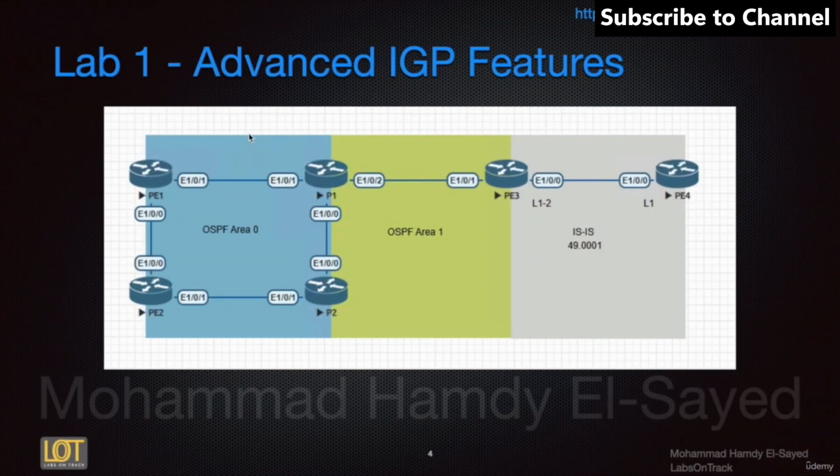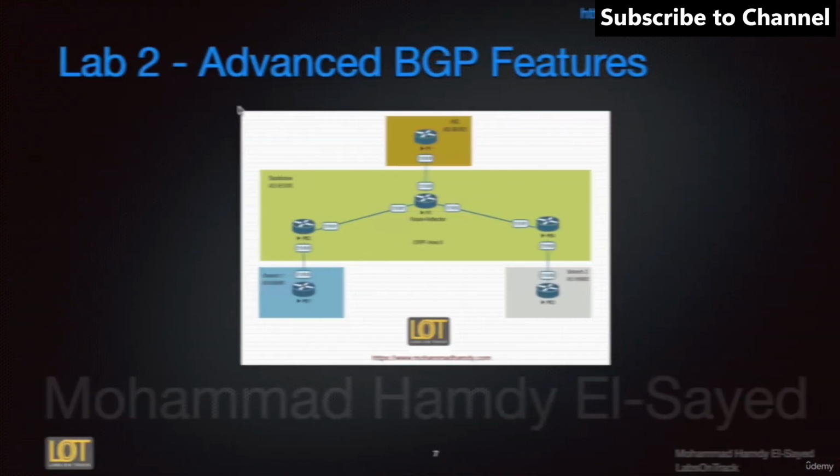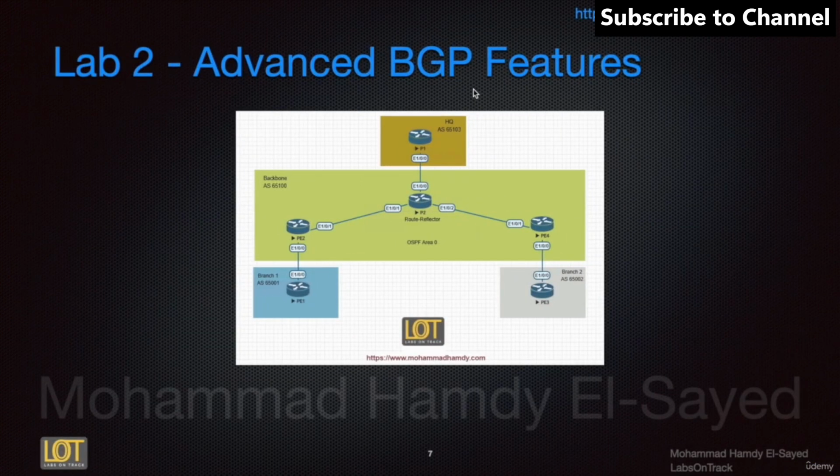This will be the topology of Lab 1, advanced IGP features. We will have 3 different areas, Area 0 and Area 1 for OSPF and Area 1 for ISIS. 2. Advanced BGP features: how to configure BGP within the backbone network, how to configure BGP between the backbone network and enterprise networks, how to secure BGP, how to configure BGP policies to control routing between branches, and how to limit BGP received routes. This will be the topology of Lab 2, advanced BGP features.